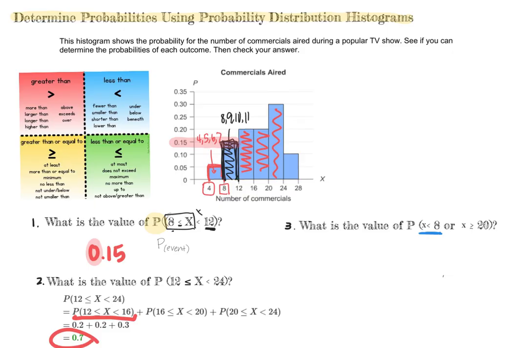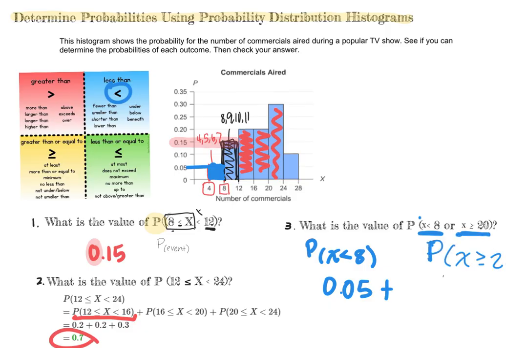All right, so for the last one, it's asking, what is the value of the probability of X being less than 8, or X is greater than or equal to 20. So let's first find the probability of X being less than 8. That one is our easy one, because less than 8 is simply this bar here, which is 0.05. Then we're going to add that to the probability of X being greater than or equal to 20.